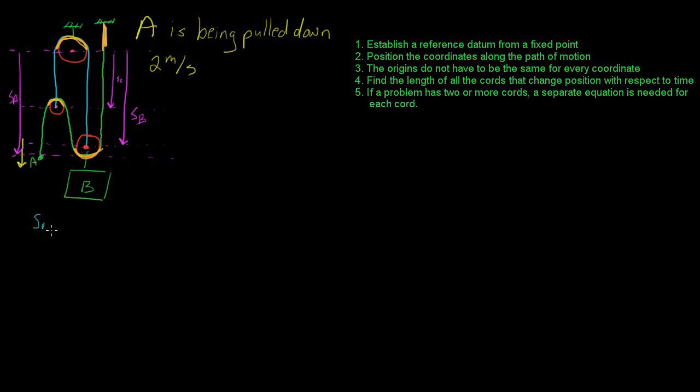So SA minus SC, this length right here, and then we have another plus SB minus SC, plus SB minus SC, and that's this length right here. And when we trace the pulley up over here, we have a length of SB plus SB, and this is equal to L1. So this is cord 1.